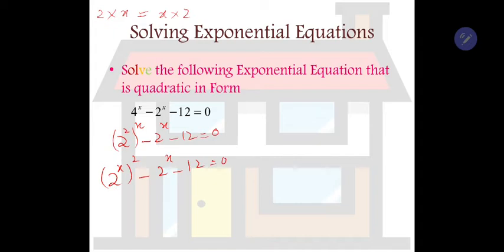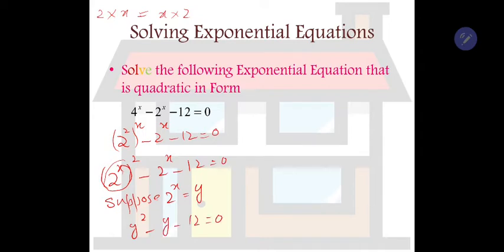Now you can see 2 to the power x, 2 to the power x. So there is a similarity. I can now suppose that 2 to the power x is equal to y. If I suppose this, then this thing is y. So we have y squared, and 2 to the power x is y. So this becomes y squared minus y minus 12 equals 0.